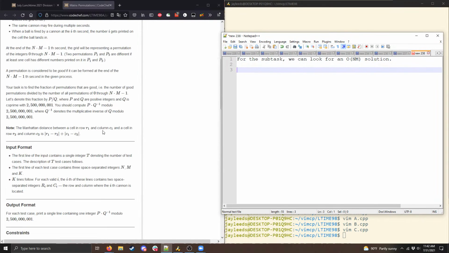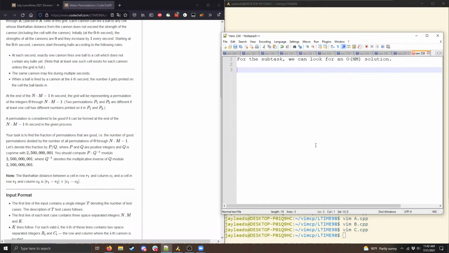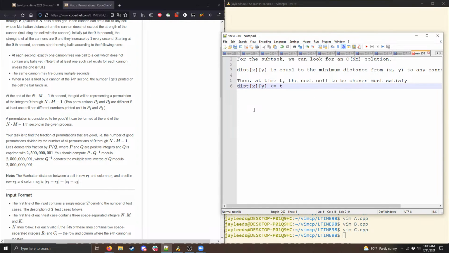All right. Now, the second thing you should realize here is that, let's say that dist of x, y is equal to the minimum distance from (x, y) to any cannon. Then at time t, the next cell to be chosen must satisfy dist of (x, y) is less than or equal to t, because there has to be a cannon within distance t.